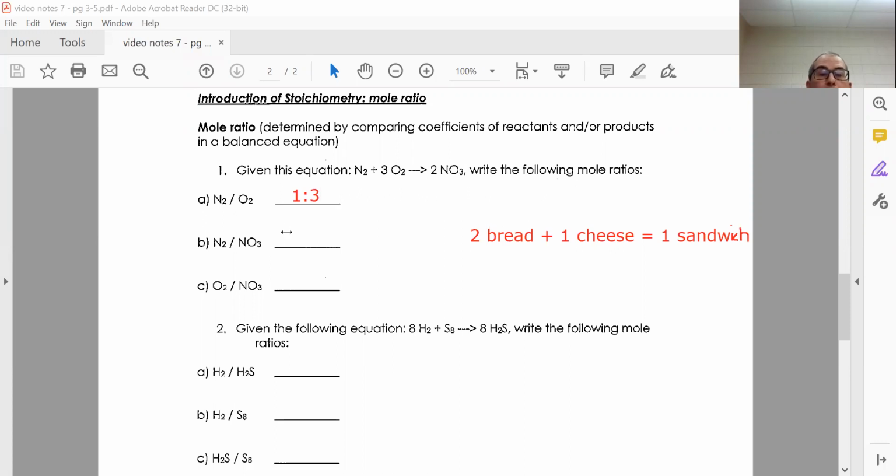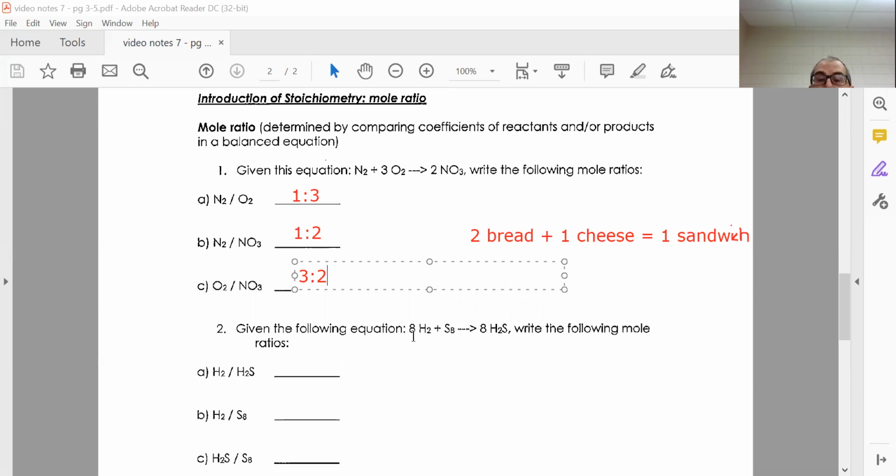What if I were looking for my ratio for nitrogen to NO3? It looks like it is 1:2. For every 1 N2, there's 2 NO3 produced. And the final one would be oxygen to NO3. Just take the coefficients, plug them in. It's going to be 3:2.